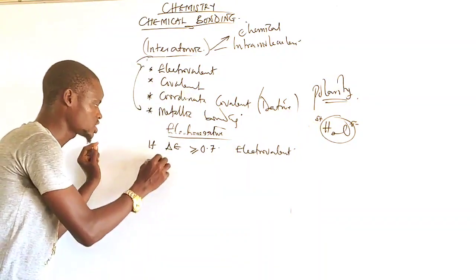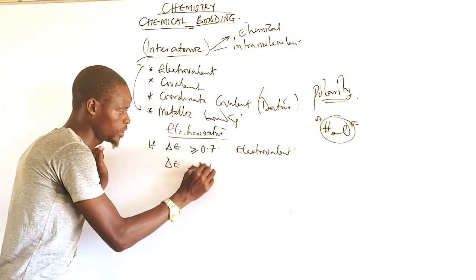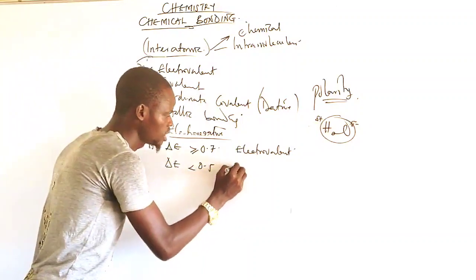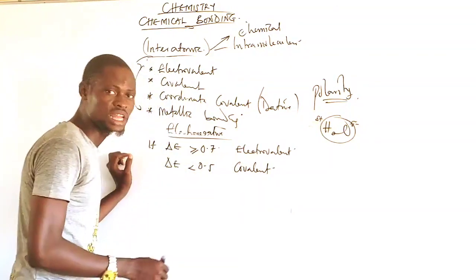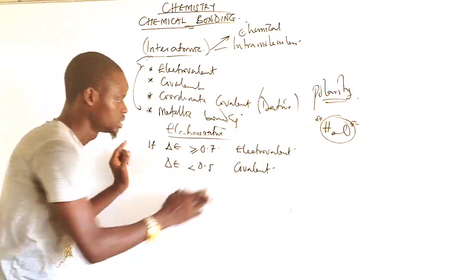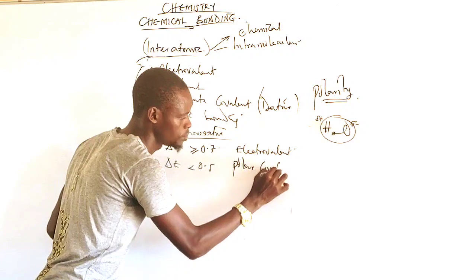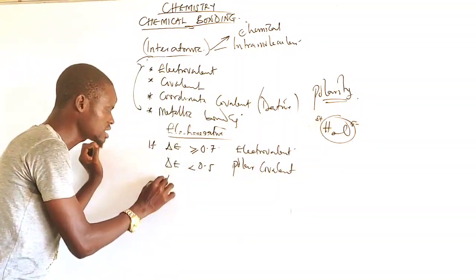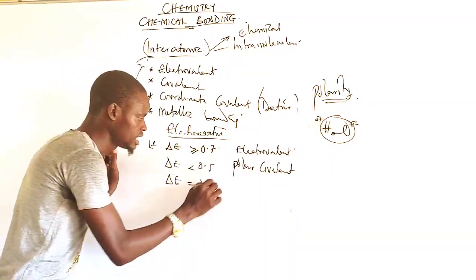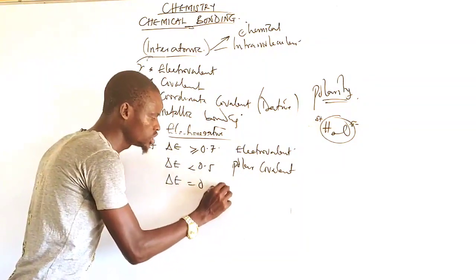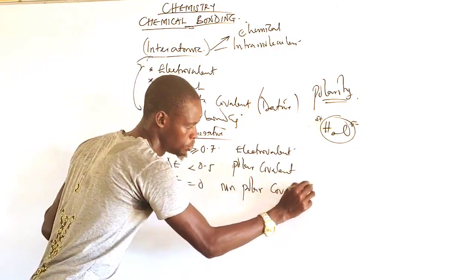Now, number two, if the change in electronegativity value is less than 0.5, the bond is going to be a covalent bond. But what kind of covalent bond? The bond is going to be a polar covalent bond. Now, the third one: if the change in electronegativity value is equal to 0, then the bond will be a non-polar covalent bond.